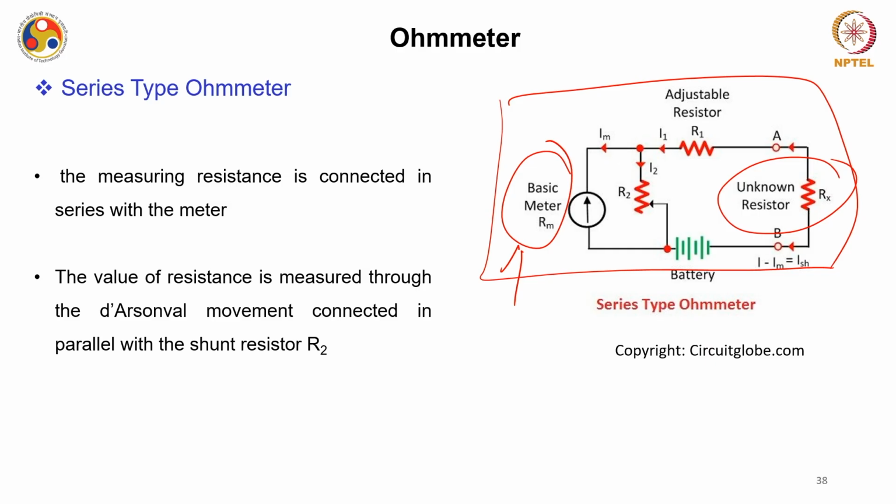Now the value of resistance is measured through this meter, which is connected in parallel with another shunt resistor, this R2, which is a variable resistor, and this is the fixed battery source that I was talking about. So this is the basic construction of a series type ohm meter. We will of course discuss this measurement of resistance in more detail later on, but this is just for the introduction, to show how ohm meters look.